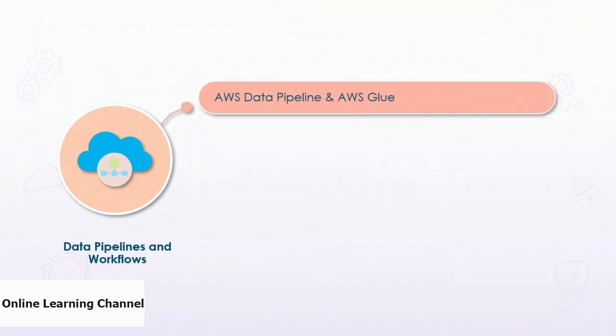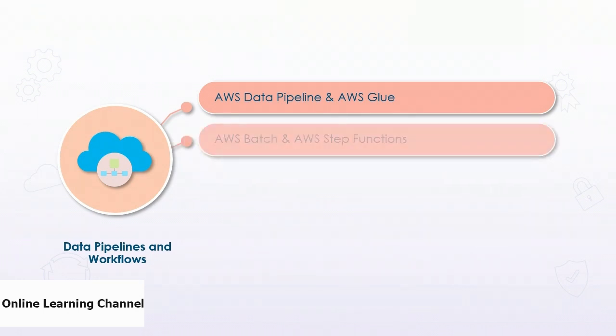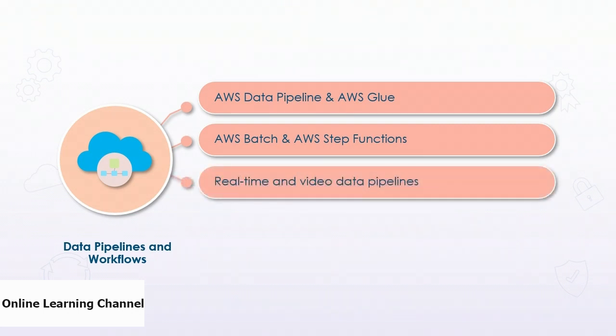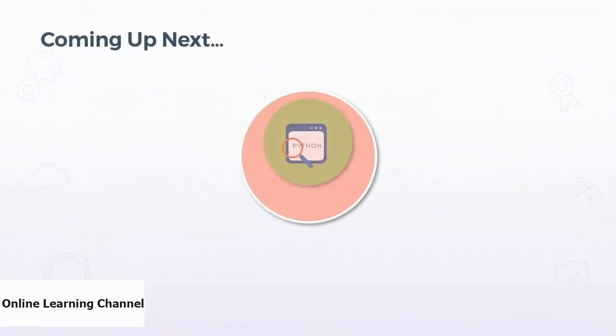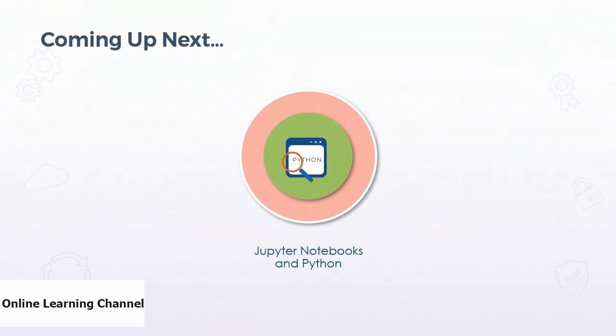In this video, we learned about AWS Data Pipeline and AWS Glue. We saw a demonstration on how to create an AWS data pipeline. Then we learned about AWS Batch and AWS Step Functions, where we created an AWS Batch instance using an AWS Batch console. Thereon, we learned about real-time and video data pipelines, including batch processing and the analytics layer. In the next course, we will learn how to use Jupyter Notebooks with Python.